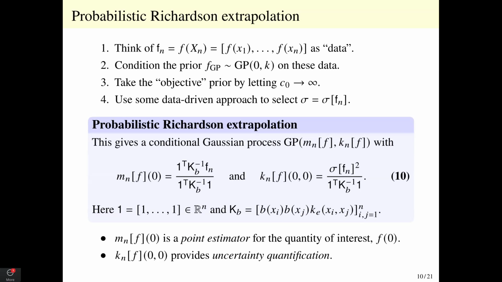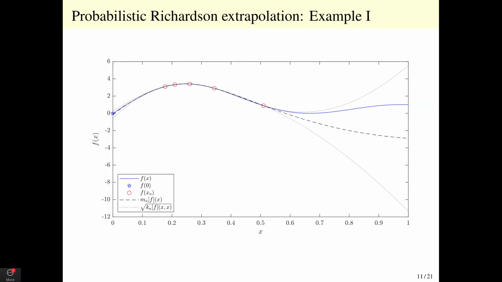So let's take a look at a couple of pictures. Here's the first picture. Here we have five data points. This dashed line is the posterior mean, and these dotted lines give the uncertainty region. In this case, they give the standard deviation at the points.